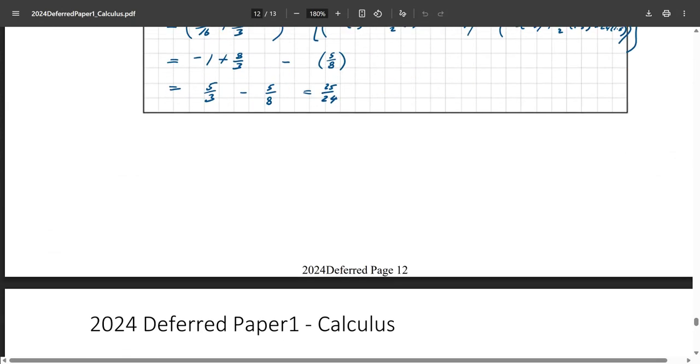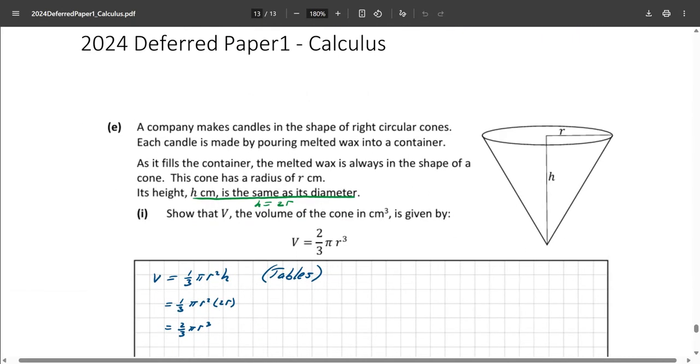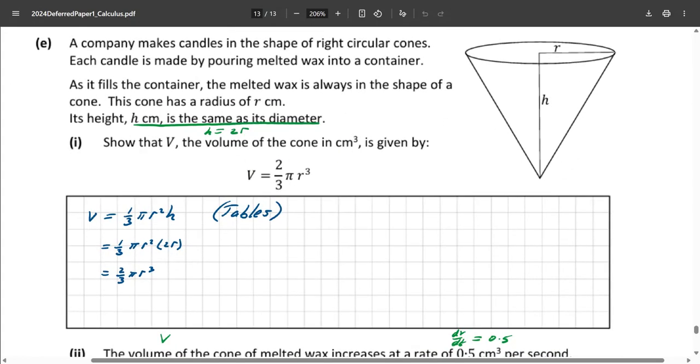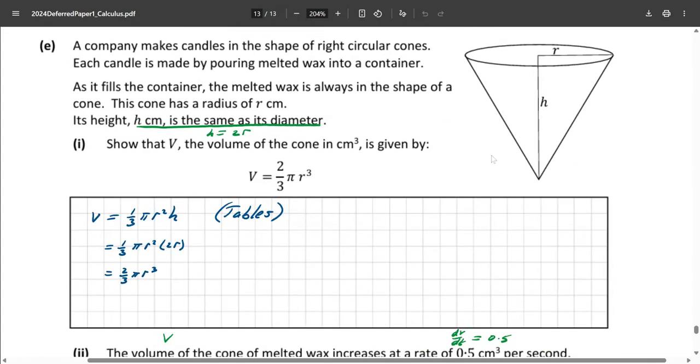That's basically it. Now the last part of the question, it's a long question, so there's a good few parts here. Part E, a very common type of question. You've got a cone, and so this word cone is a trigger word.